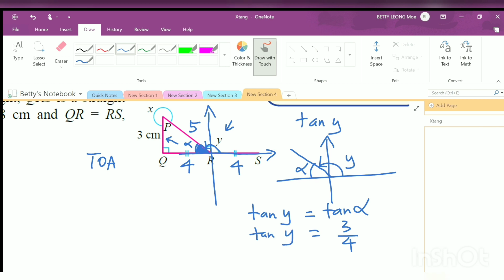But you have to check your quadrant. Add sugar to coffee. This is in the second quadrant. In the second quadrant, only your sin is positive, but your tangent is negative. So you have to put the negative sign here, negative 3 over 4. This is the answer. If you forgot the negative, the answer will be wrong, and you will not get the marks for the answer.